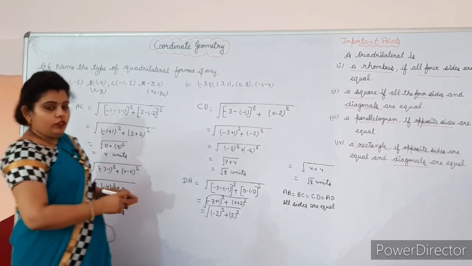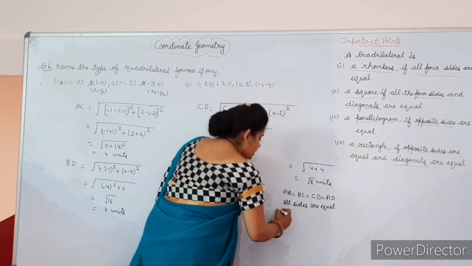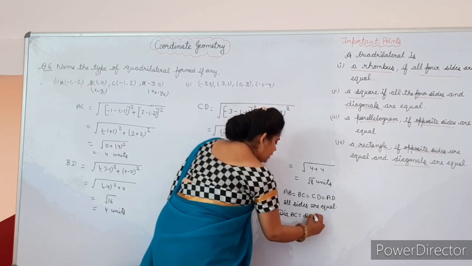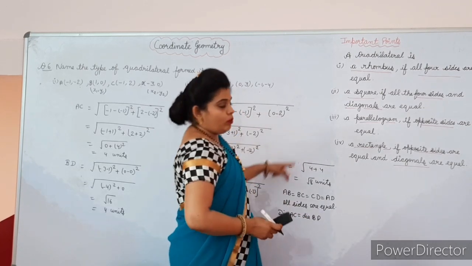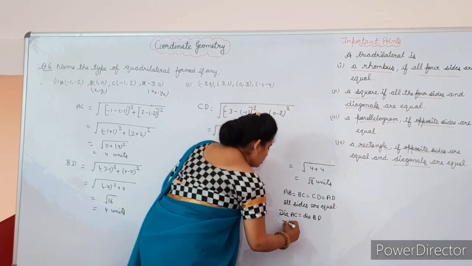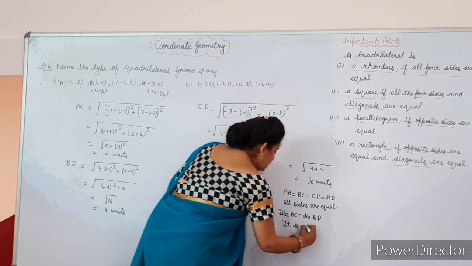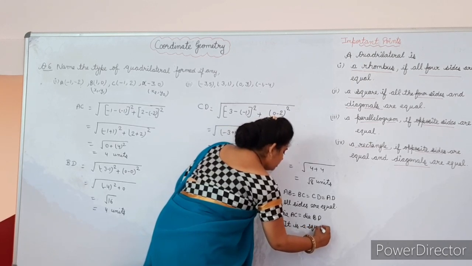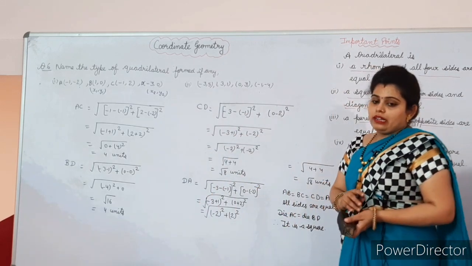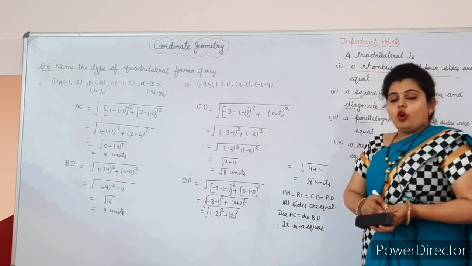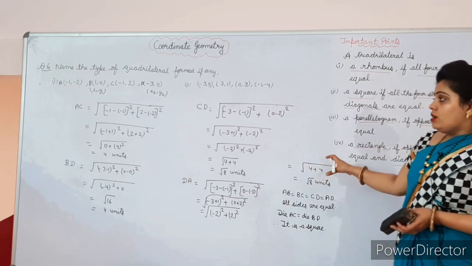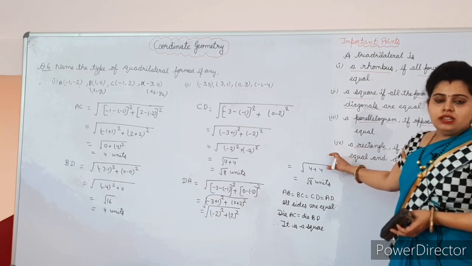So from here what we have concluded: all sides are equal, diagonal AC is equal to diagonal BD and it satisfied the properties of square. So what we will write? So it is a square. This is our 6th question, first part. Like this we can solve all parts, and this is a very important type of question because mostly this type of question comes in exams.